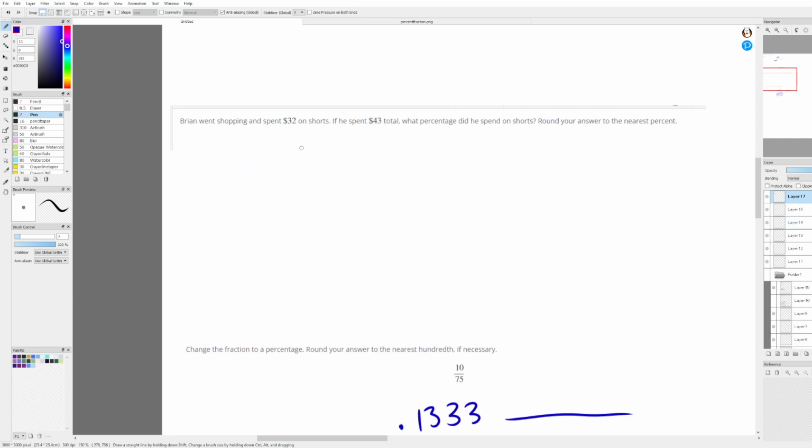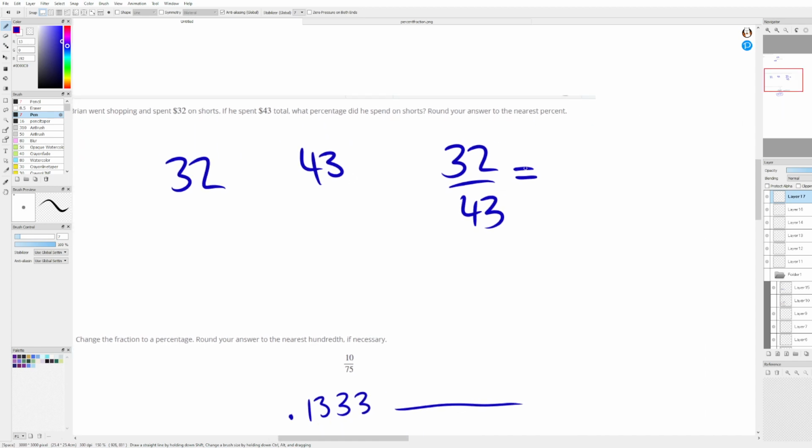We know that Brian went shopping and spent $32 on shorts. If he spent $43 in total, what percentage did he spend on shorts? Basically what we can do is 32 divided by 43. We know that it's going to be less than 1 because he can't spend more money on shorts than he spent in total. So 32 divided by 43 is equal to 0.744 and so on, which can be rounded to 74%. He spent 74% of the money on his trip on shorts.